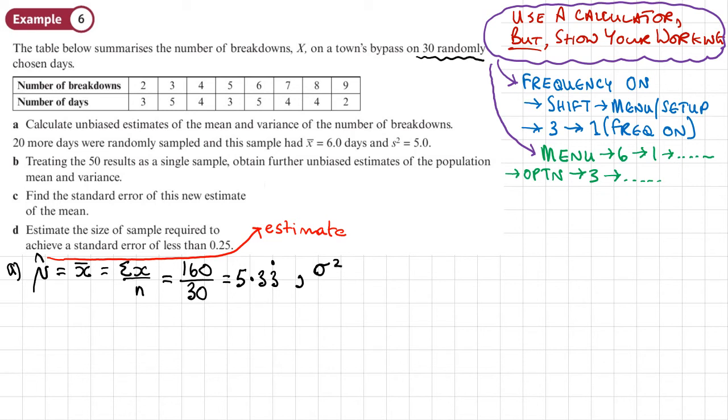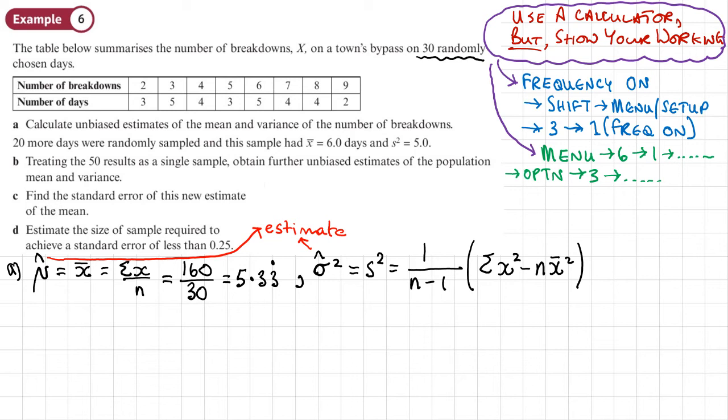So again, the little hat here tells us that this is an estimate, and to find the estimate, we're going to use the formula where we're going to use our sample to calculate an unbiased estimate. That's 1 over n minus 1 times the sum of x squared minus n times x bar squared. Okay, there are other forms of this formula, but this is the one that's going to be most useful.